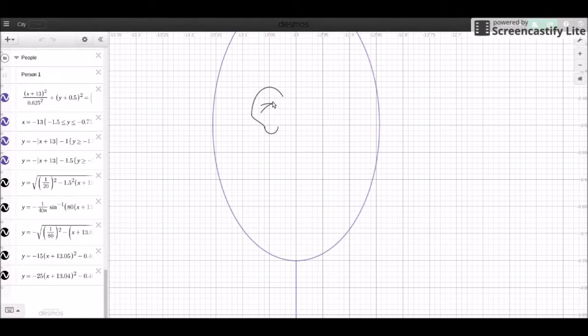The last time we got an ear going, and I want to continue adding character features. So this time I want to get started with the nose.